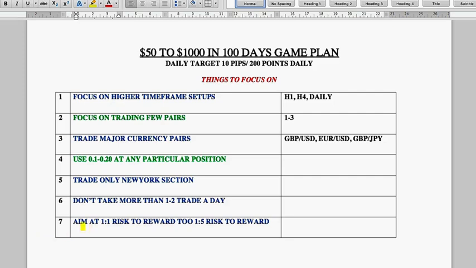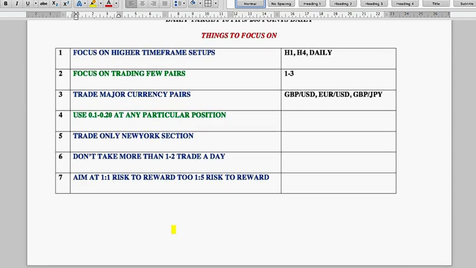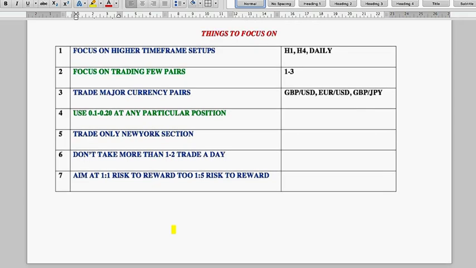Now we will be aiming at 1:1 risk to reward to 1:5 risk to reward. So 1:2 risk to reward means when you are risking $1, you are expected to win $2 when the market goes in your favor. Vice versa. So 1:1 risk to reward is the minimum. You can get 1:10 too. But my strategy gives me 1:5, unless I want to leave the trade to run.